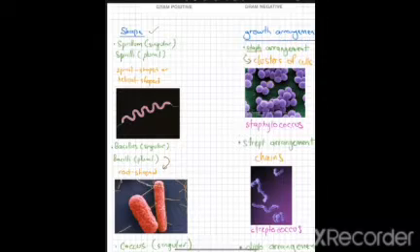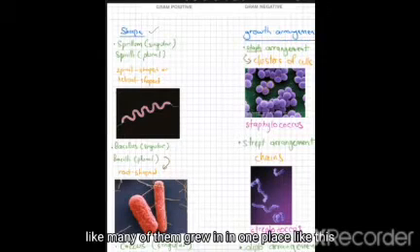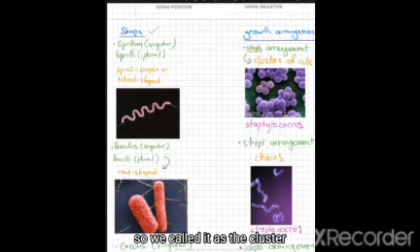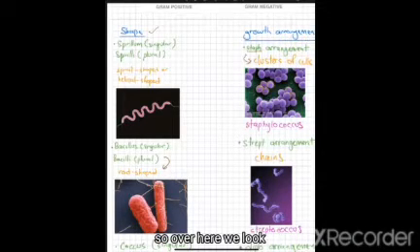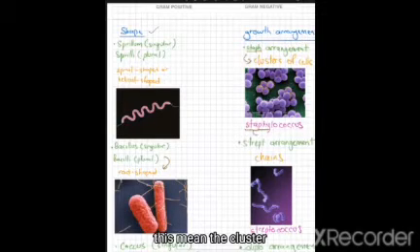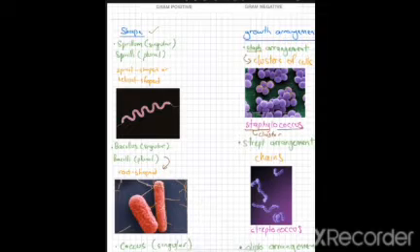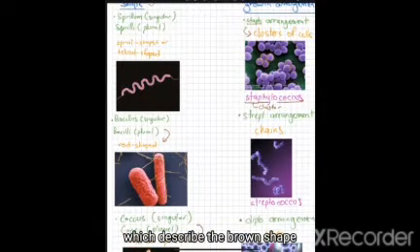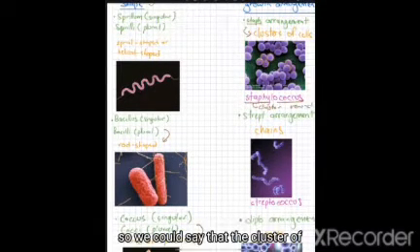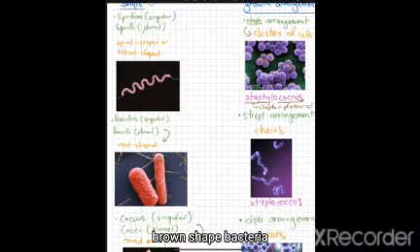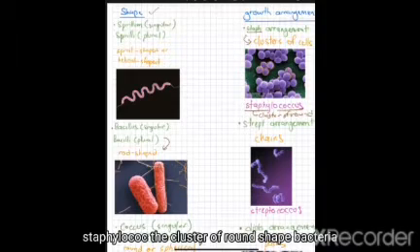Many of them group in one place like this, so we call it the cluster. Over here we look, this means the cluster, and this coccus, which describes the round shape. So we could say the cluster of round shaped bacteria, Staphylococcus, the cluster of round shaped bacteria.